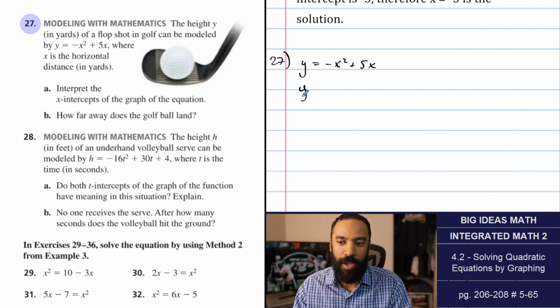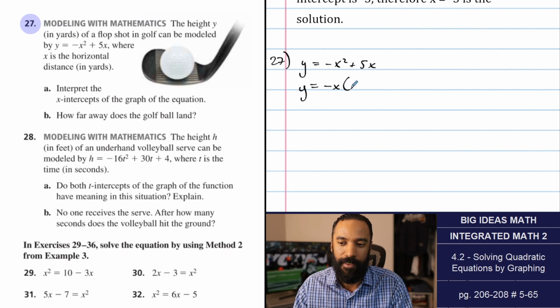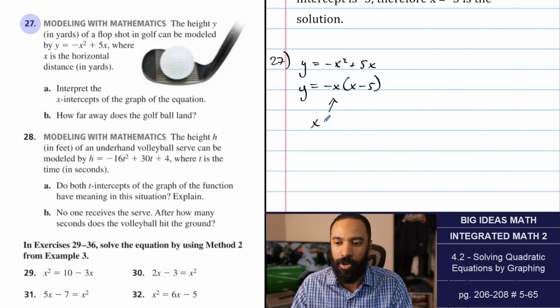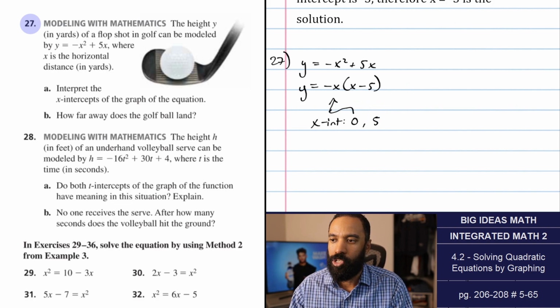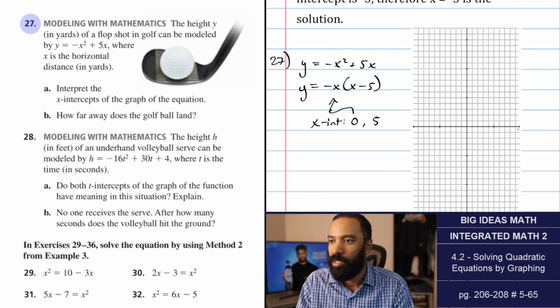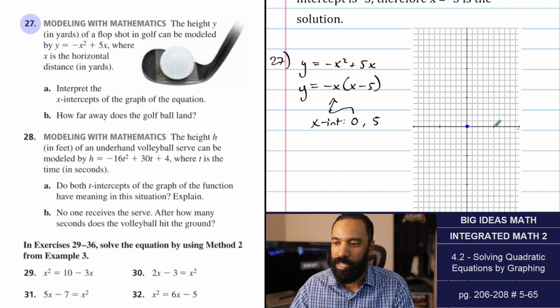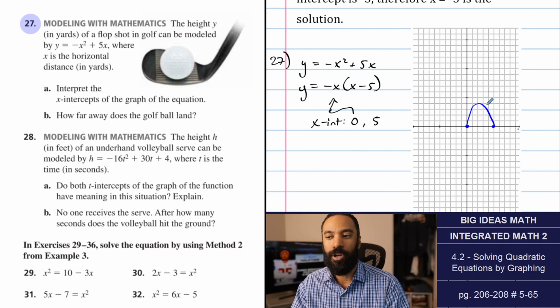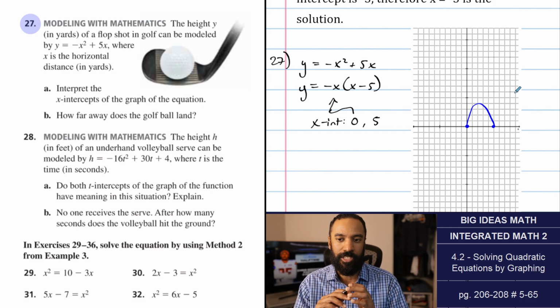Okay, they only mention interpret the x-intercepts. I'm not going to use -b over 2a if I don't have to. I'm going to factor a -x out and I get x minus 5. That gives me x-intercepts of 0 and 5. So this graph is kind of rough, because I'm not finding the vertex for you, unless they ask me to later. They don't. But it goes there and there. I don't know what the vertex exactly is, and I don't really care about that. They're not asking.